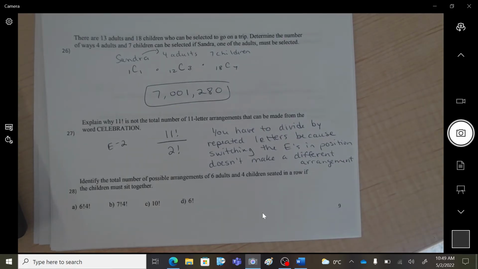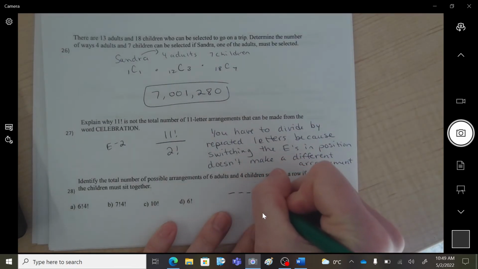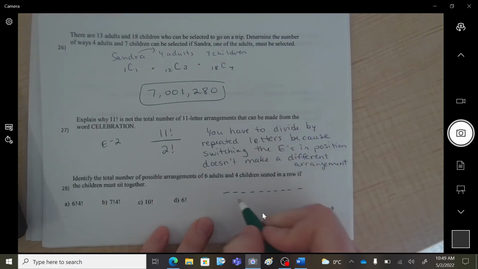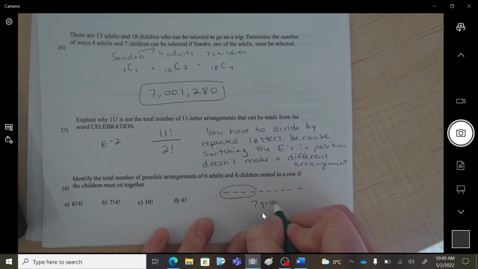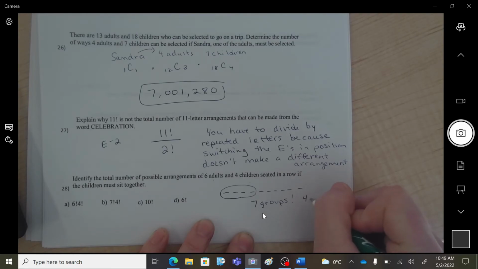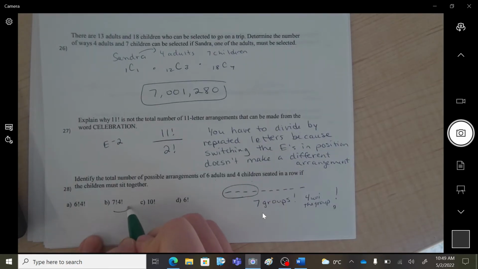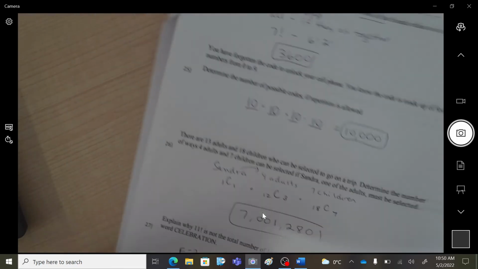Identify the total number of ways you can arrange 4 adults and 4 children in a row if the children must be seated together. Okay, so if I put the 4 children together, now I have those 6 plus 1 more, I have 7 groups. And then times the 4 within the group. So that would be letter B.